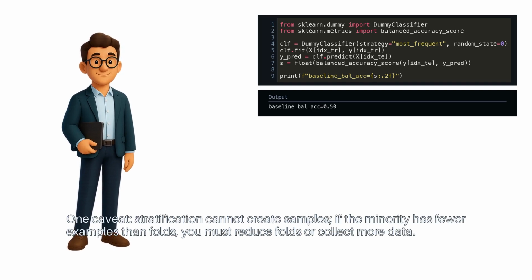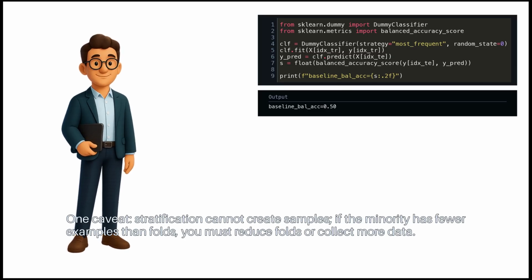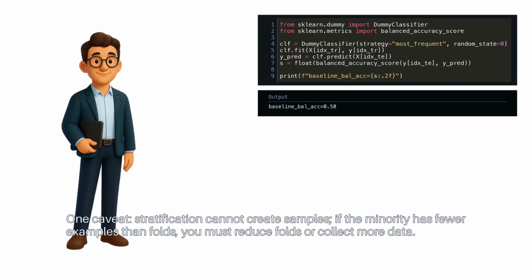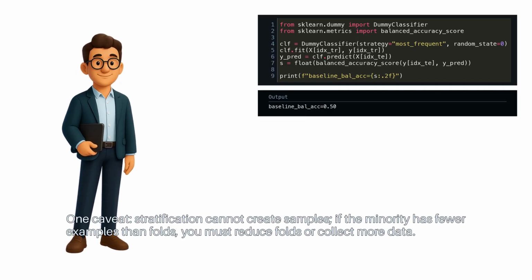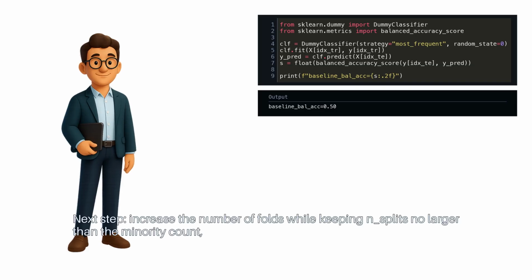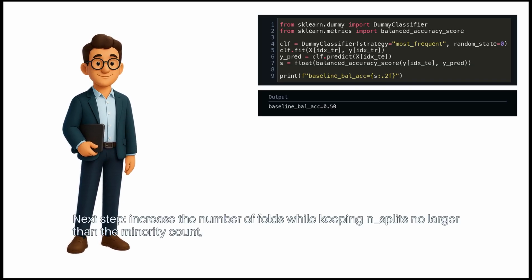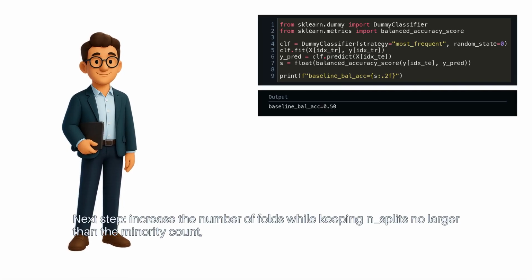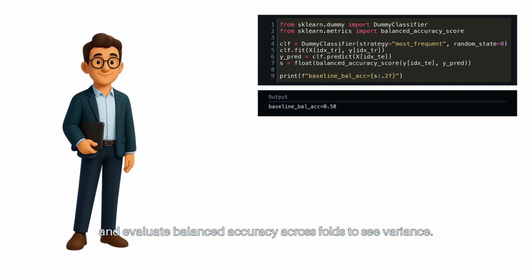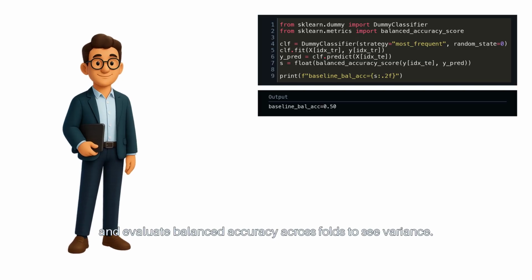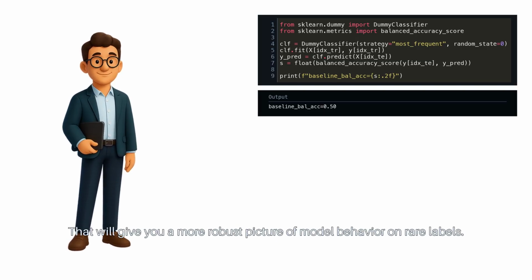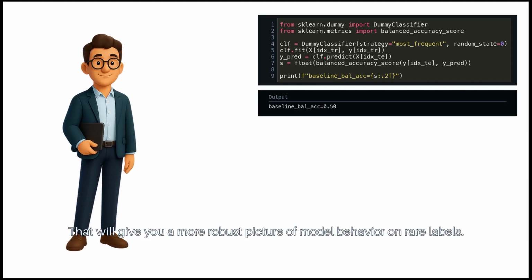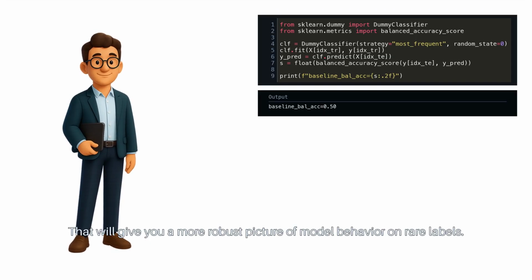One caveat: stratification cannot create samples. If the minority has fewer examples than folds, you must reduce folds or collect more data. Next step: increase the number of folds while keeping n splits no larger than the minority count, and evaluate balanced accuracy across folds to see variance. That will give you a more robust picture of model behavior on rare labels.